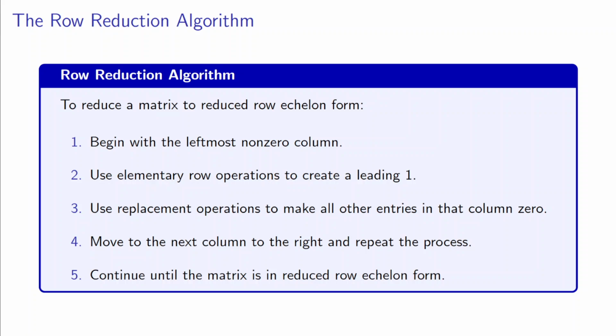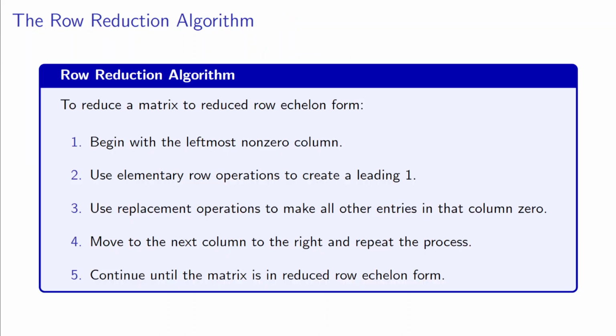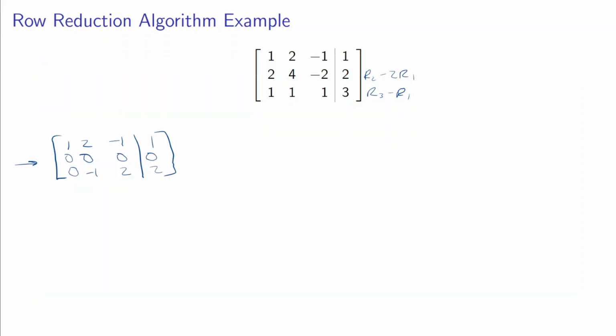So we have now used replacement operations to make all of the other entries in that column zero. We move to the next column to the right and repeat the process. So we're now going to go to our second column, and we're going to use elementary operations to create a leading one in the second column and the second row. Now this second row as it stands is all zeros. So I want to do an interchange to move that to the bottom. So we're at 1, 2, negative 1, 1, and then 0, negative 1, 2, 2, 0, 0, 0, 0.